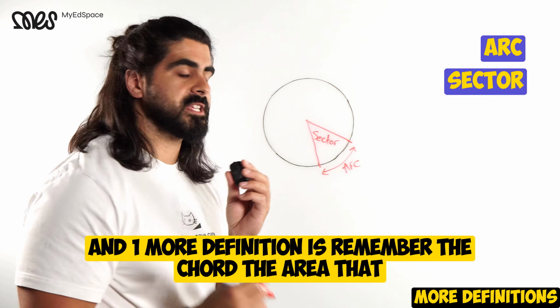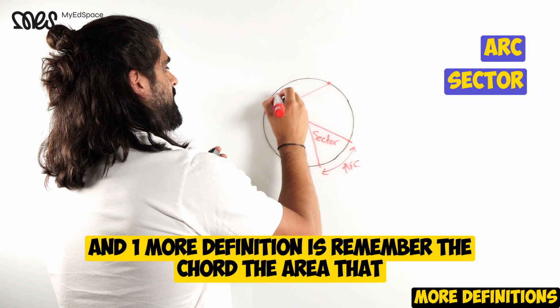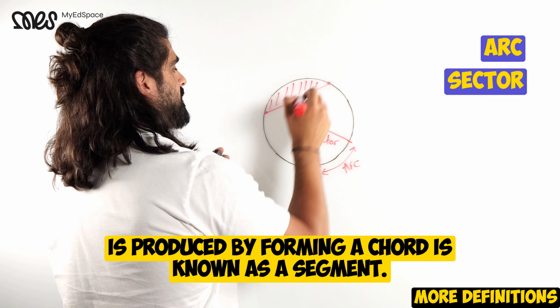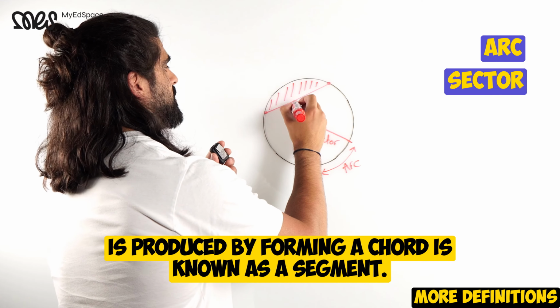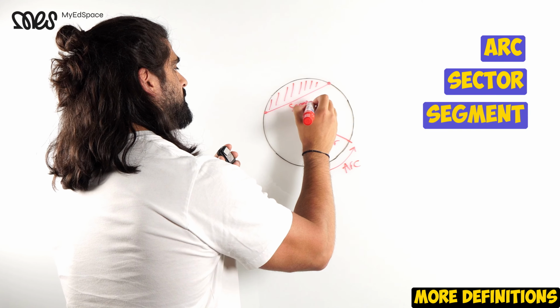And one more definition is, remember, the chord. The area that is produced by forming a chord is known as a segment, which technically means then that a semicircle is also technically a segment. Let's next take a look at the area of a circle.